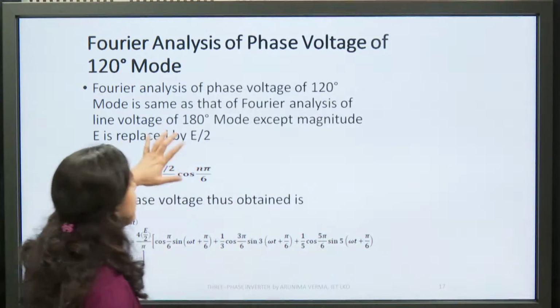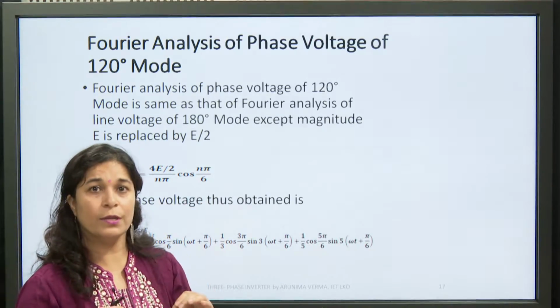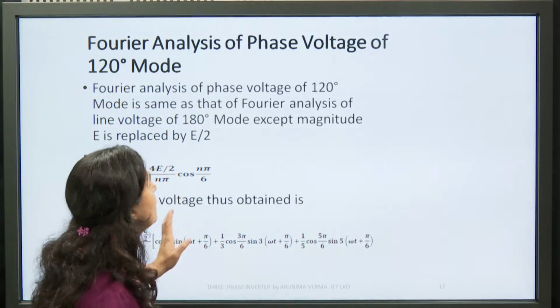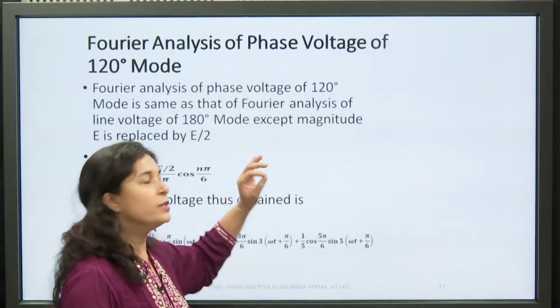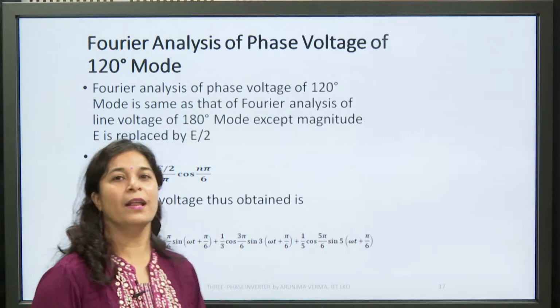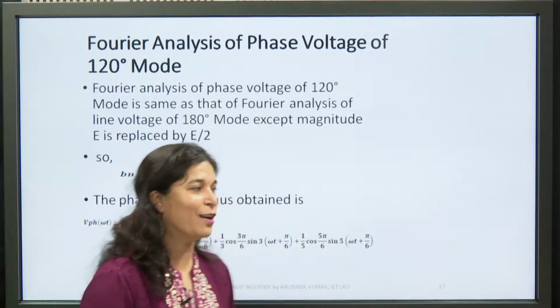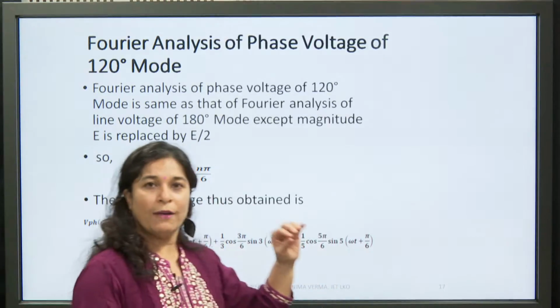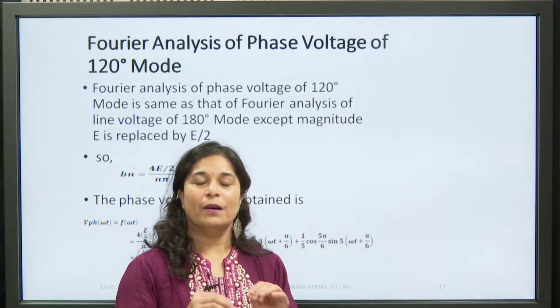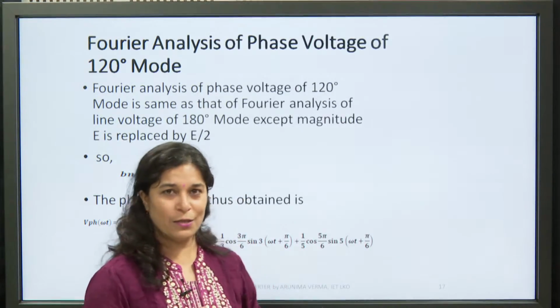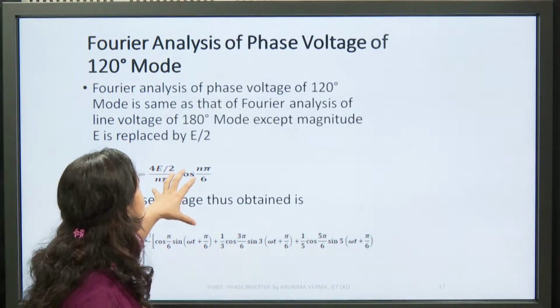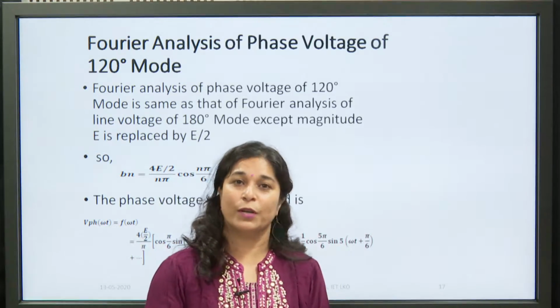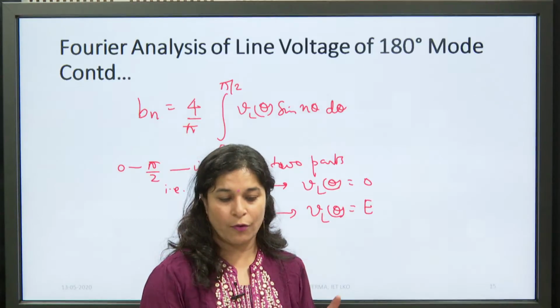So, obviously, if you have analyzed line voltage of 180° mode, in the same fashion the phase voltage of 120° mode will also be analyzed. Now, the pattern is the same. You have to use that generalized waveform, that is your Fourier series, and again odd plus rotational symmetry is there, as you have already calculated.